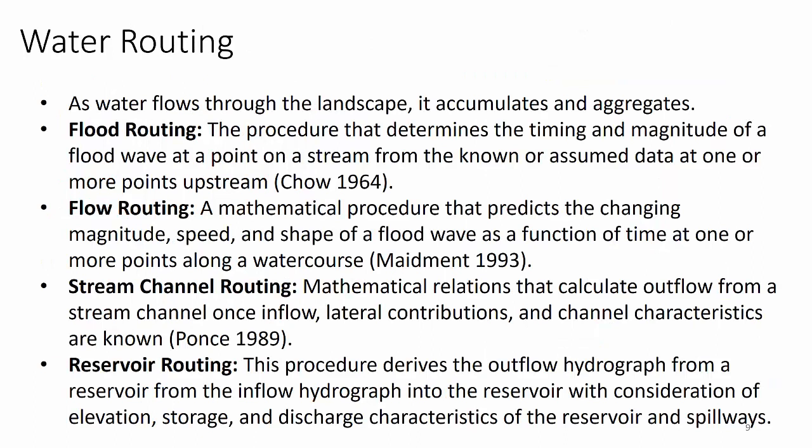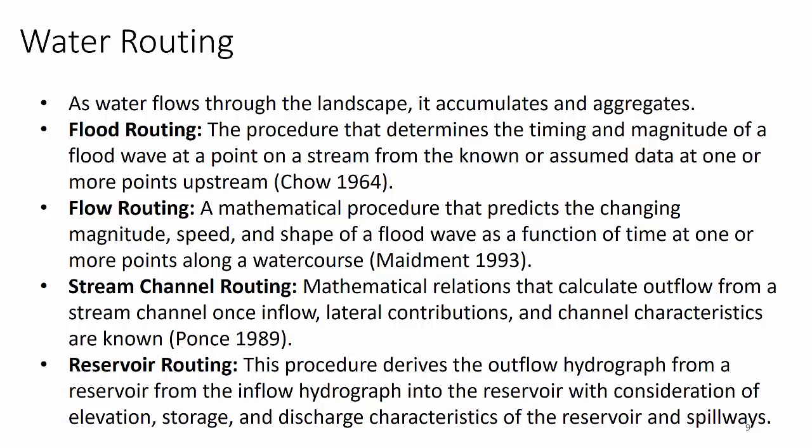We route our water using flood routing, flow routing, stream channel routing, and reservoir routing. Those four routing methods we talked about in a previous lecture. It bears repeating that flood routing is for determining time and magnitude of a flood wave. That's peak flow. Flow routing is a method for predicting the changing magnitude, speed, and shape of a flood wave as a function of time at one or more points along the water course.